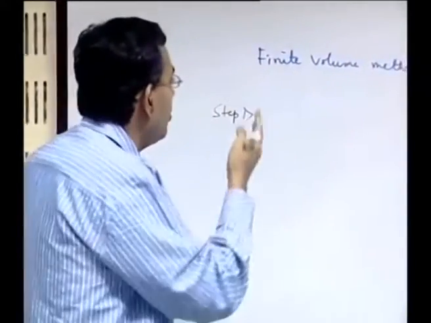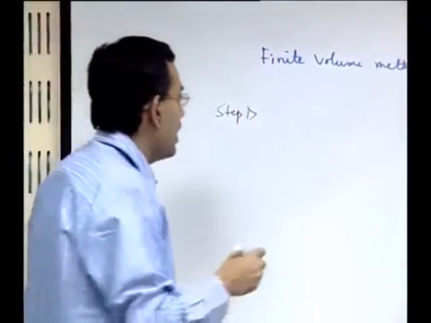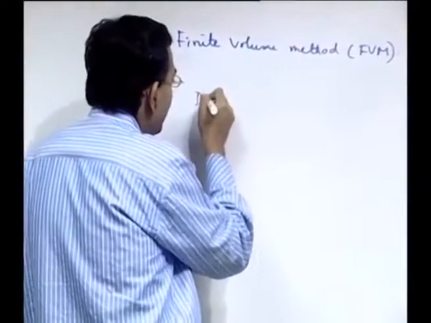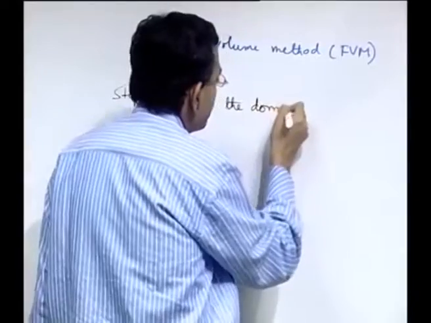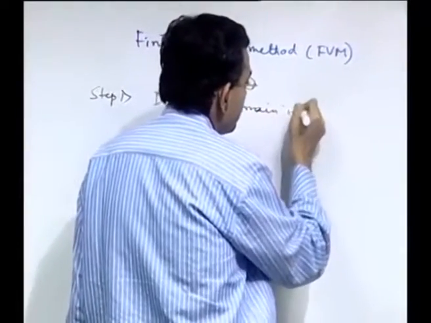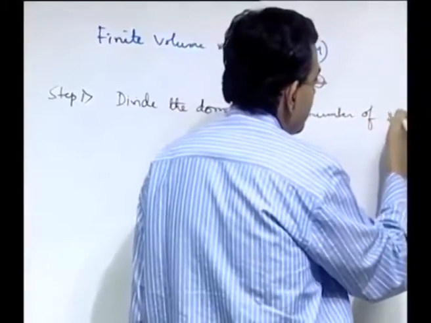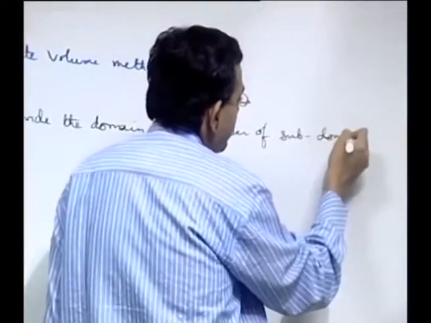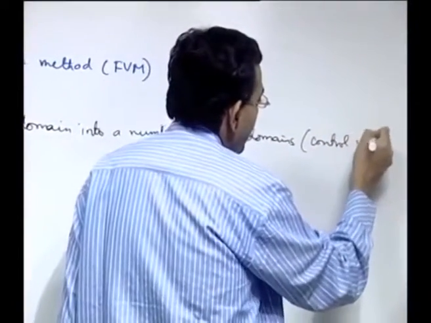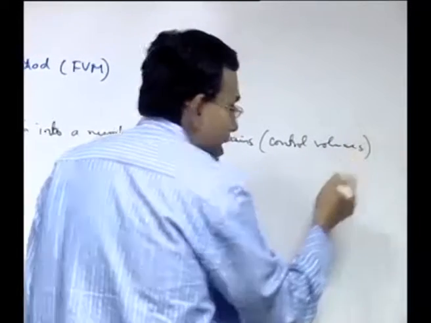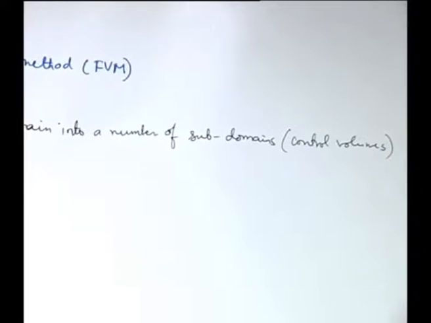In the finite volume method, it has a similarity with the finite element method in the way that you can divide the domain logically into a number of subdomains. These subdomains are called control volumes. Remember, in the finite element method these are called elements, in the finite volume method these are called control volumes.